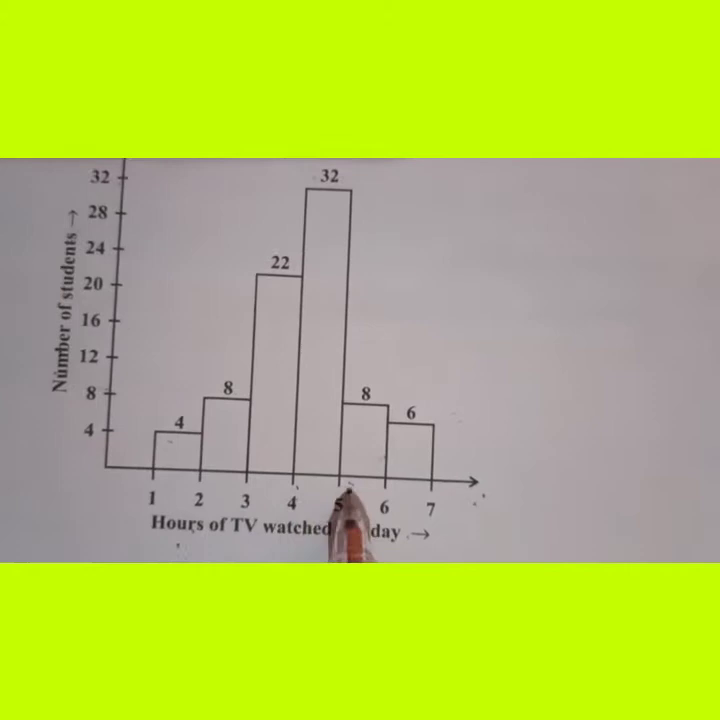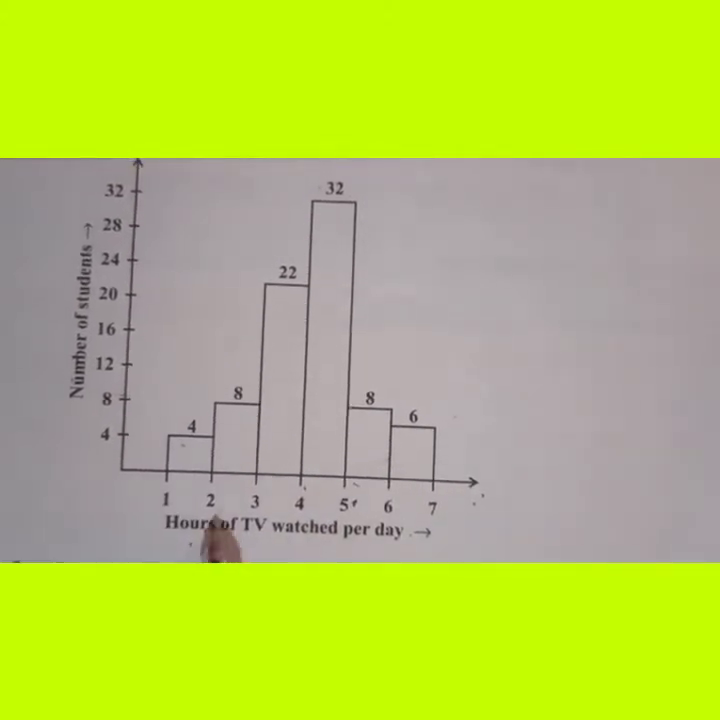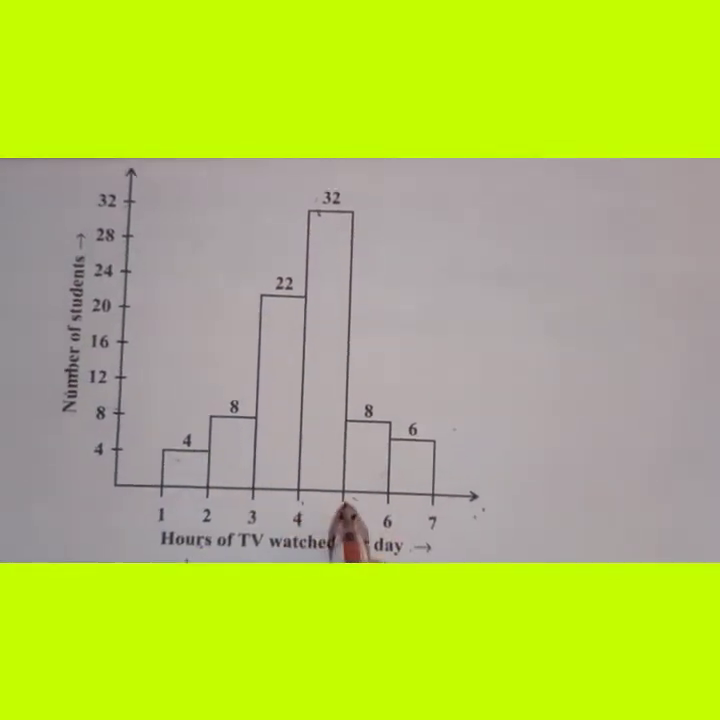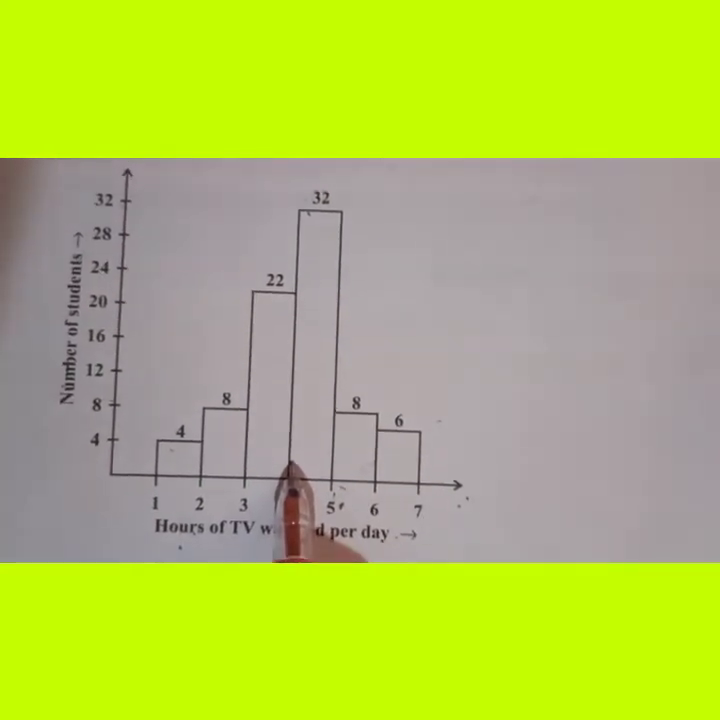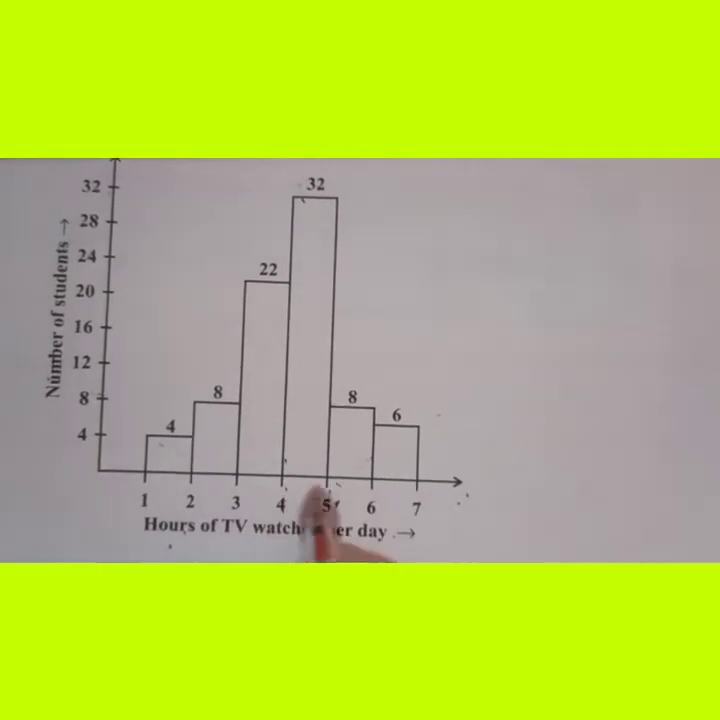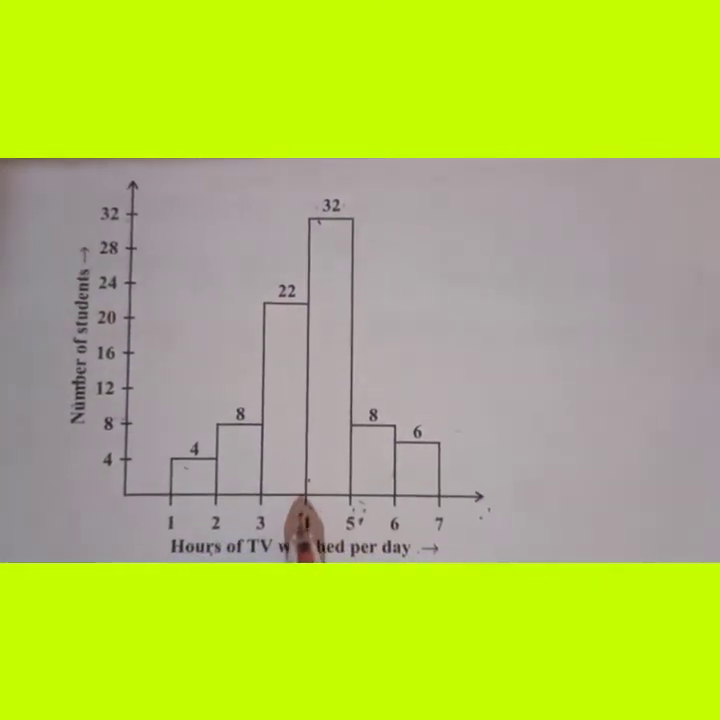Definitely here you see the number of students is 32. It belongs to 4 and 5 hours per day. That means hours of TV watched per day. So you can write the answer: the maximum number of students watch TV for 4 to 5 hours. The number of students is 32.